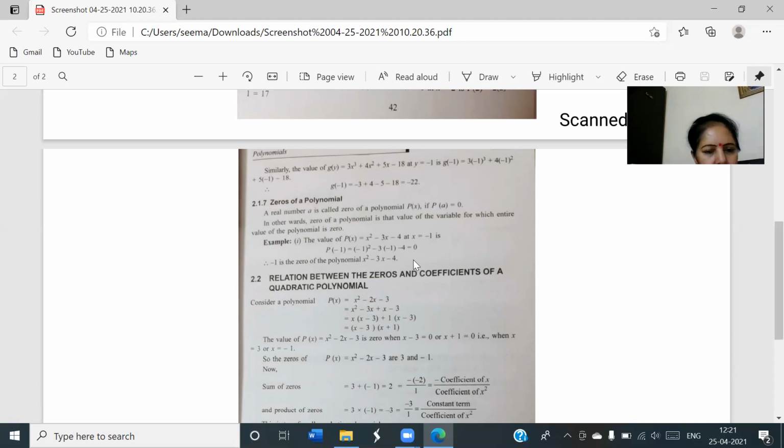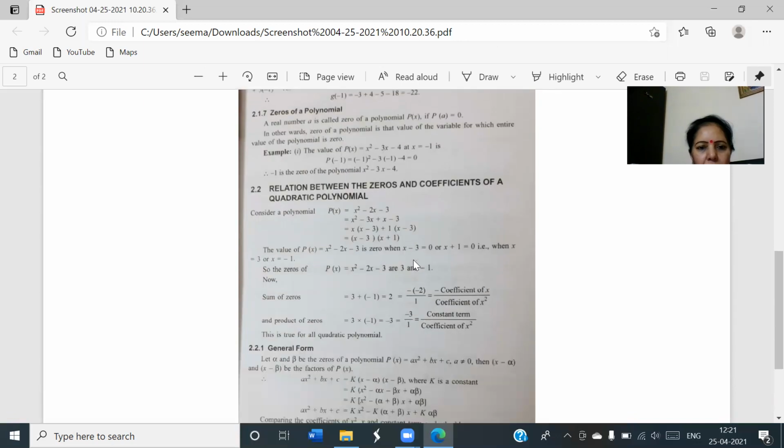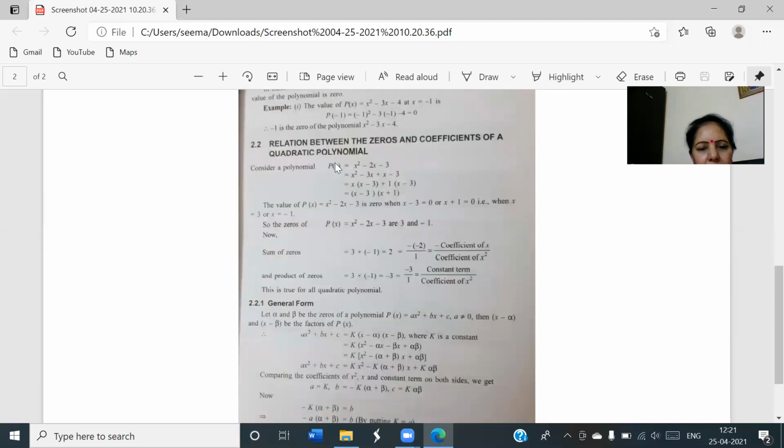Now you can see the relationship between the zeros and coefficients of a quadratic polynomial. Let us consider an example here. p(x) is given to you as x square minus 2x minus 3. By splitting the middle term, by factorizing it, we get two factors, x minus 3 and x plus 1. If x minus 3 equal to 0, we get x as 3. And if x plus 1 equal to 0, we get x as -1. It means 3 and -1 are the zeros of this polynomial. And by taking the sum of them, we get 2.